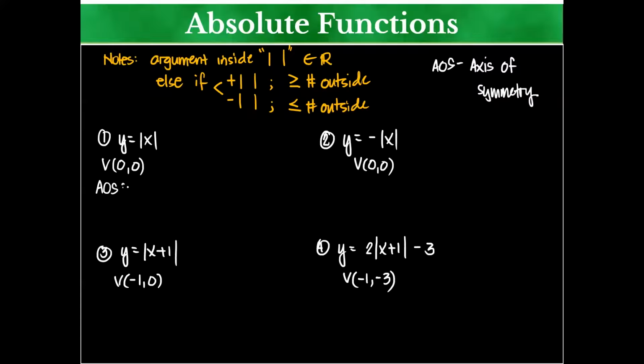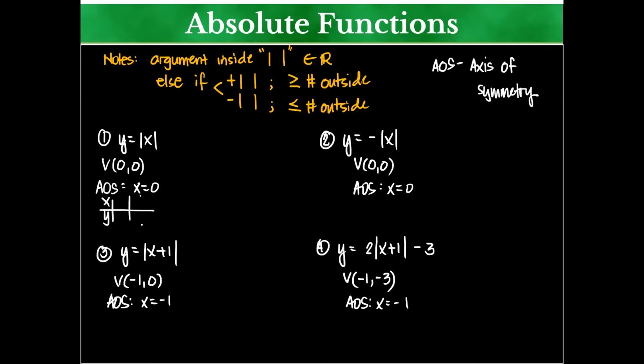The axis of symmetry in here is whatever is making the absolute value 0. Here, AOS, x is 0. Here, AOS, x is negative 1. What do I mean by this? Okay, this is where we are going.